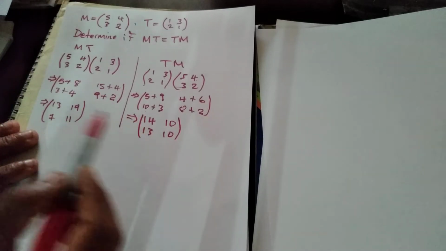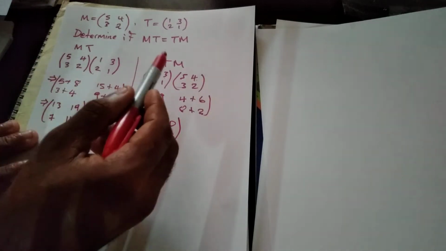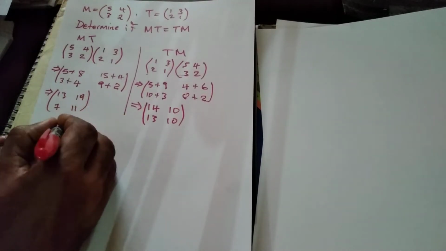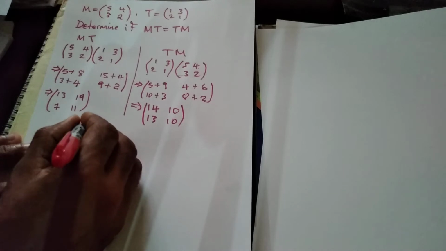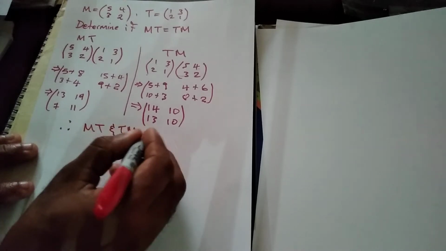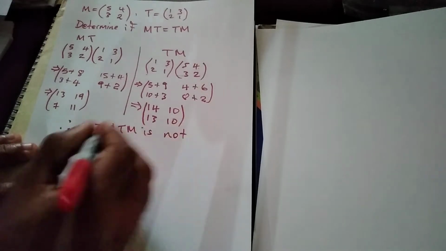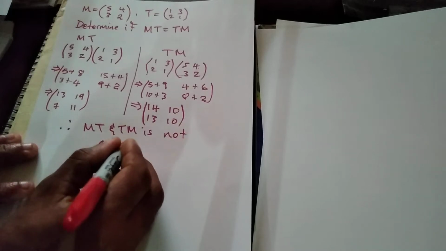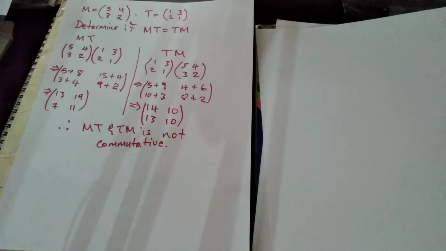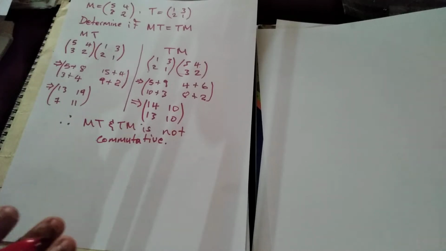If you realize, we get two different answers for MT and TM. Once the answers are different, we can say therefore MT and TM are not commutative.